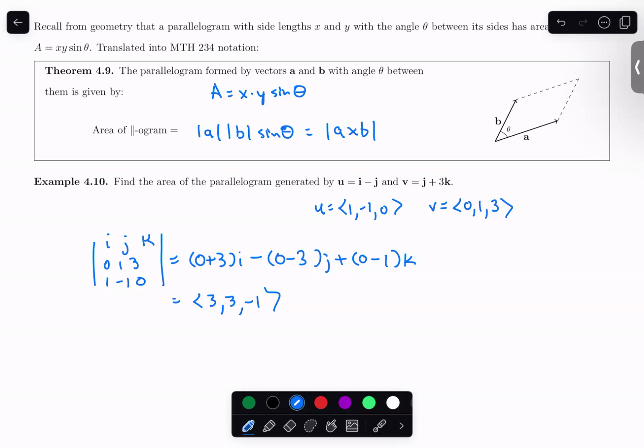Then we need to set up, right? And we're asked, really, we need to do a couple of things. We need to take a cross product, and then we need to take the magnitude of that cross product.